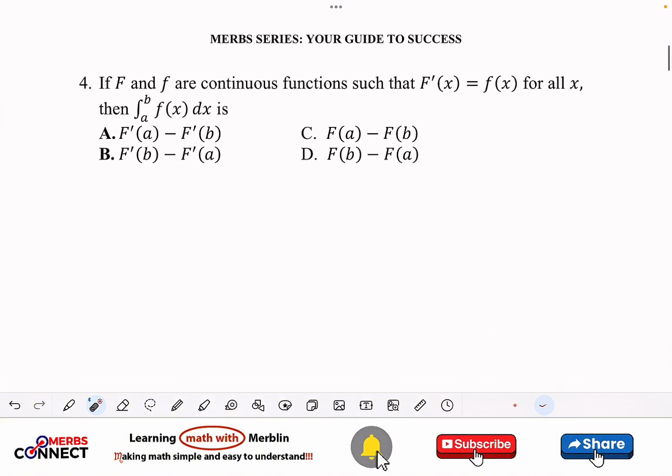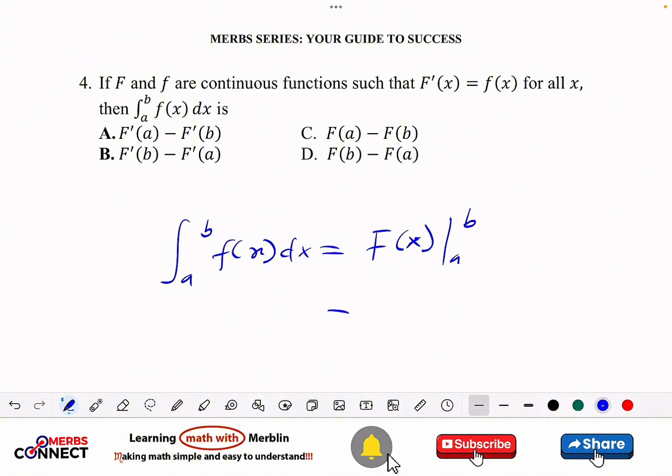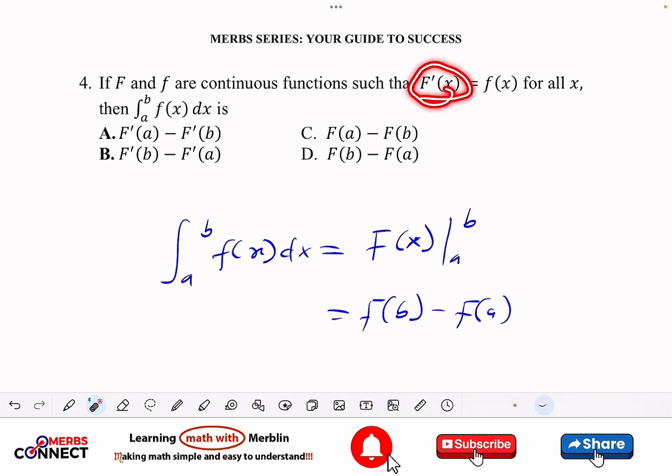Let's look at question 4. So question 4 here is basically talking about the fundamental theorem of calculus, right? So if I have the integral from a to b of f of x, then this is basically equal to big F of x from a to b. Then when you plug in the limit, you get this minus that. The idea is that big F prime here is equal to small f of x.